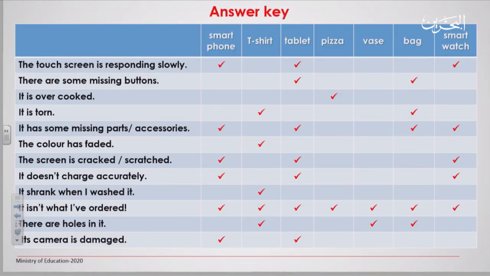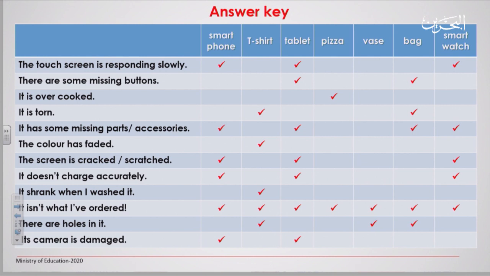It's overcooked. It can be for pizza. It's torn for the t-shirt and bag. It has some missing parts or accessories. It can be for the smartphone, tablet, bag, smartwatch. The color has faded for the t-shirt. And the screen is cracked or scratched. It can be for smartphone and tablet and smartwatch.